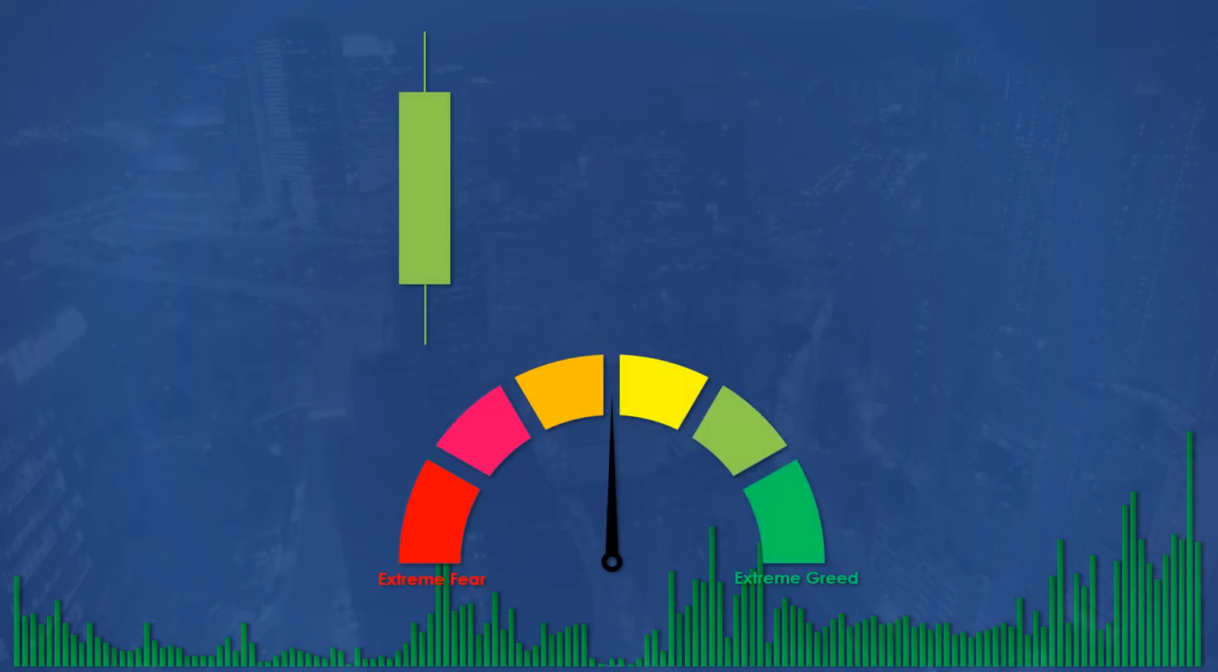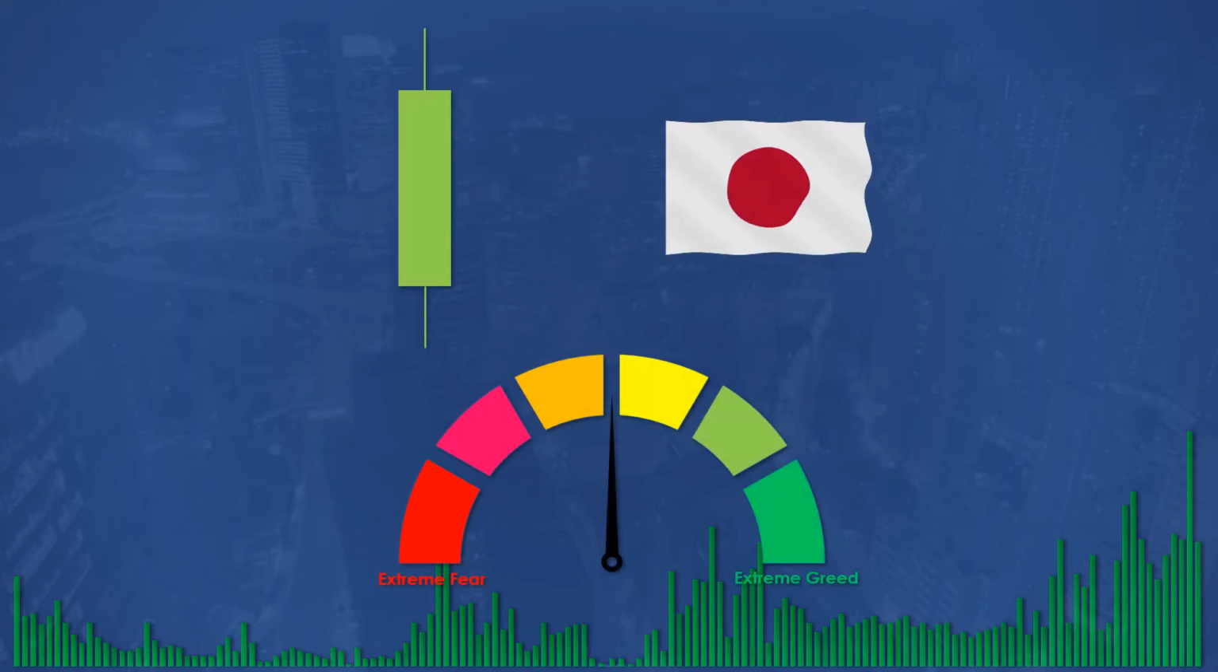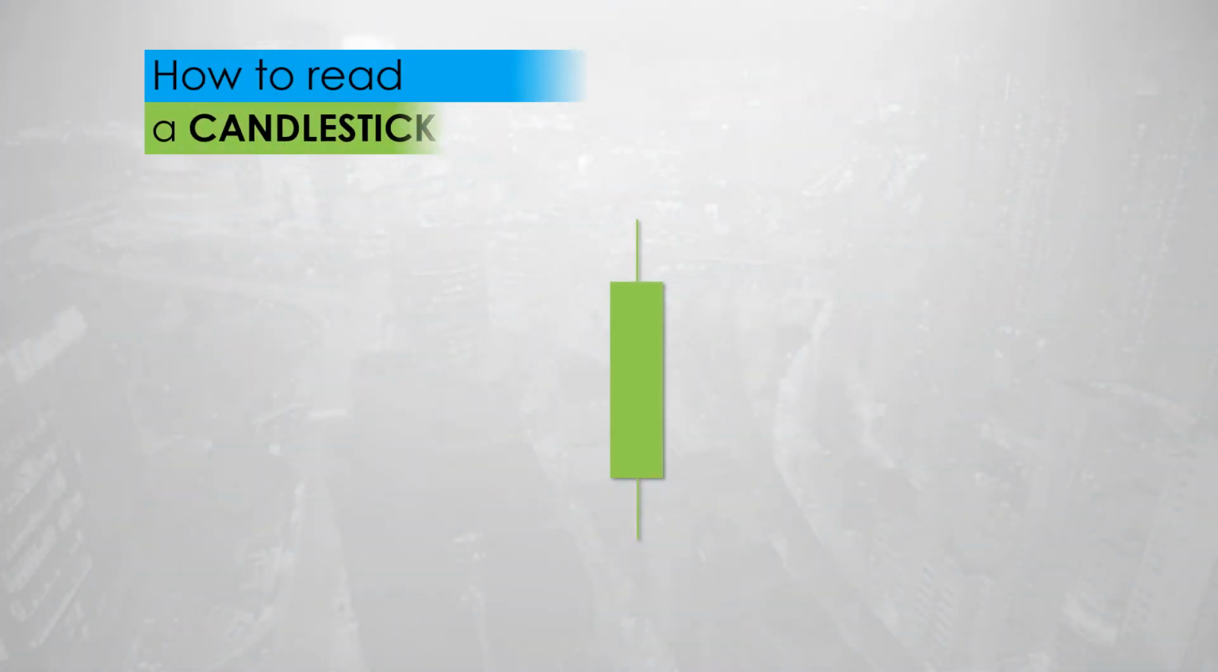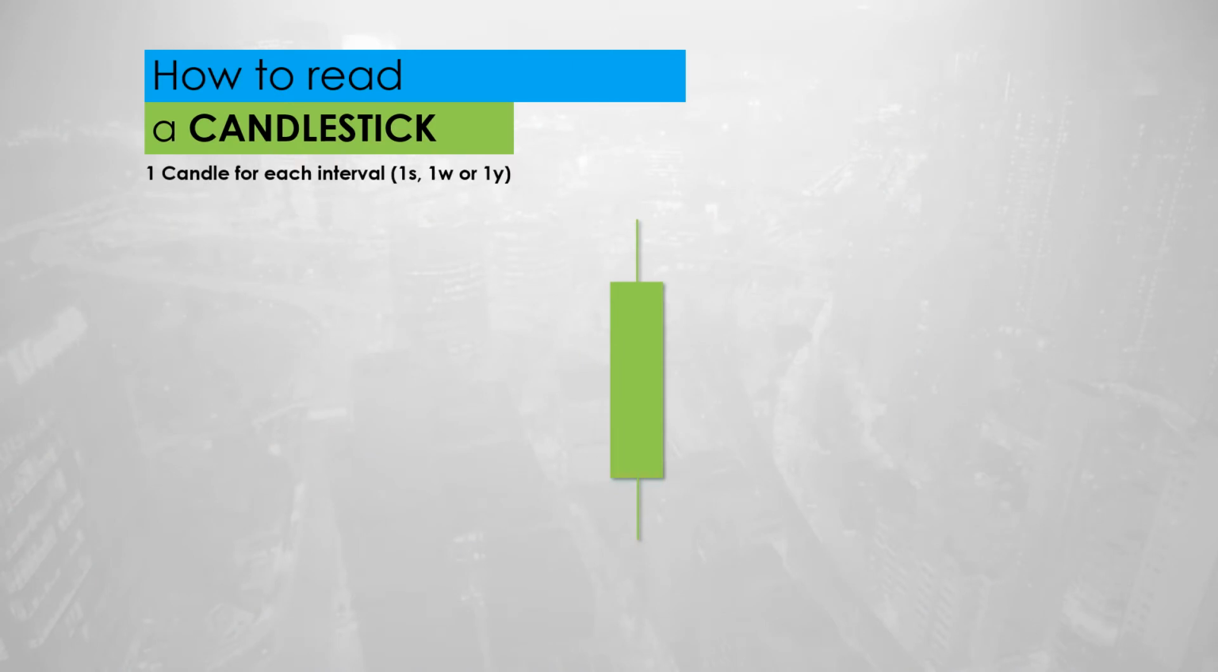Candlesticks originated in Japan, and their purpose was to create a visual representation of the emotions of the traders in the rice market. A candlestick can be used to represent a value, for example the price, during an interval of time, be it 1 second, 1 week, 1 year, depending on the purpose of the chart, and it shows not only what happened in that particular interval, but also what is likely to happen in the next one.